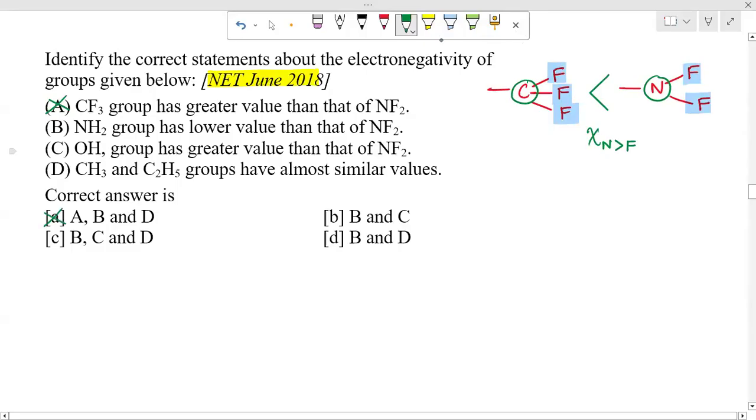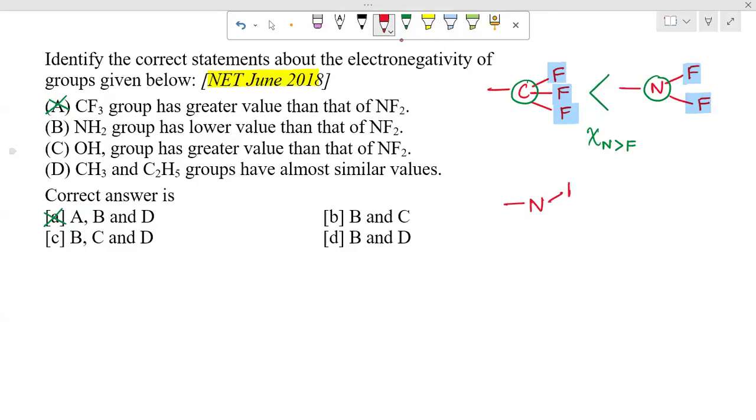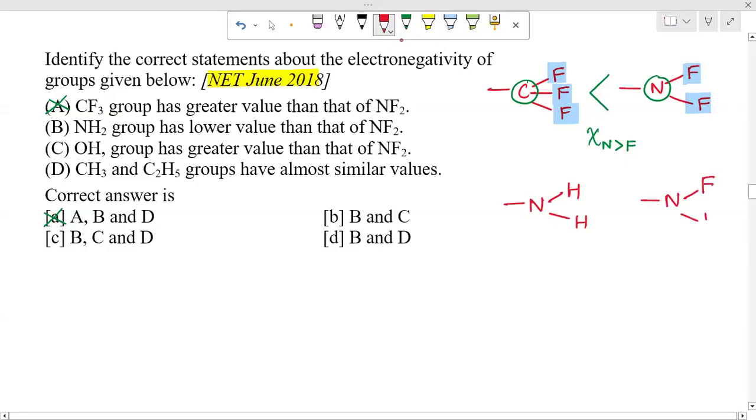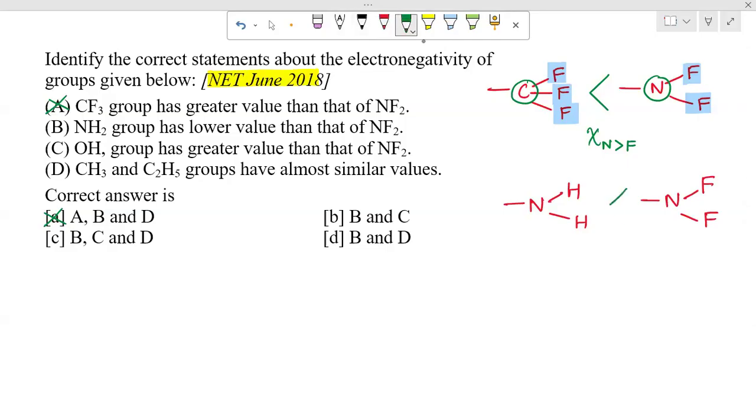If A is wrong, option A is also wrong. Next, NH2 group has lower value than NF2. That is obvious. This is NH2 with two hydrogens attached. Here it is NF2. So there are extra fluorine moieties over here, which will of course increase the electronegativity. So NF2 will have higher value than NH2. That is what is given as well. NH2 group has lower value than NF2. That is true, so B is true. That is there in all the options.